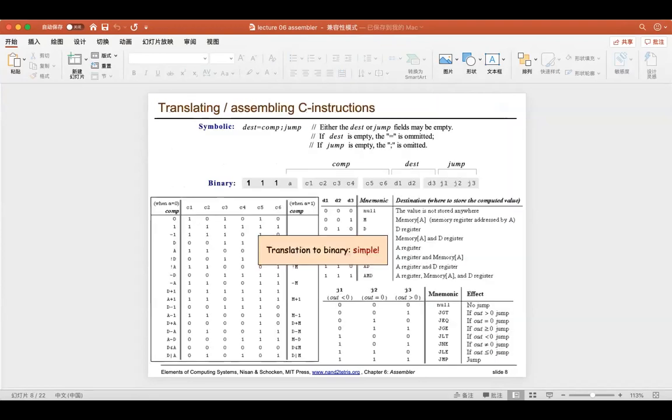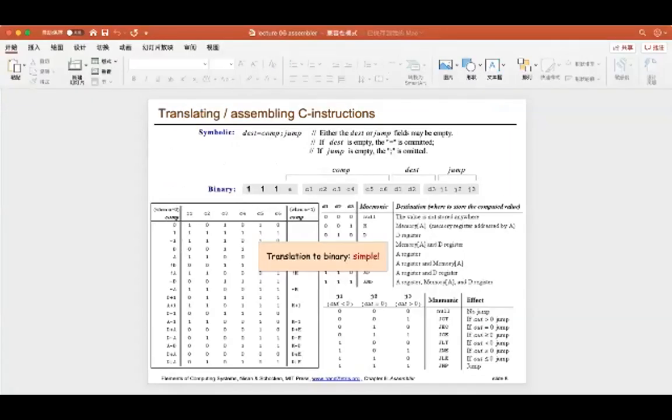So today we will do one more thing. We start our assembler. Okay, so assembler.